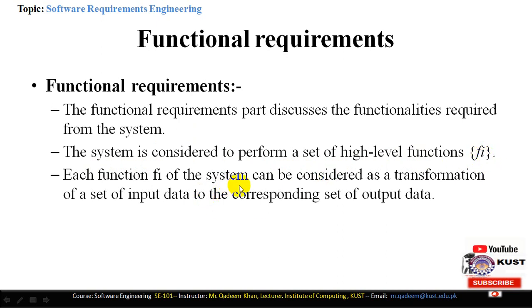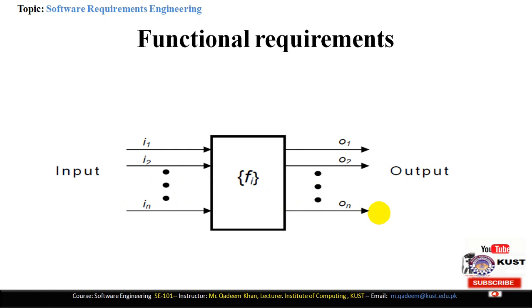Each function Fi of the system can be considered as a transformation of a set of input data to a corresponding set of output data. So Fi takes the input data, then transforms the data in the form of the functionality and produces some useful output. That is called Fi. Now, if we want to diagrammatically represent the functional requirements, here there are the inputs. There may be I1, I2, I3 up to In inputs. There we specify the functionalities of the system, and then there are outputs, output 1, output 2, up to output n.